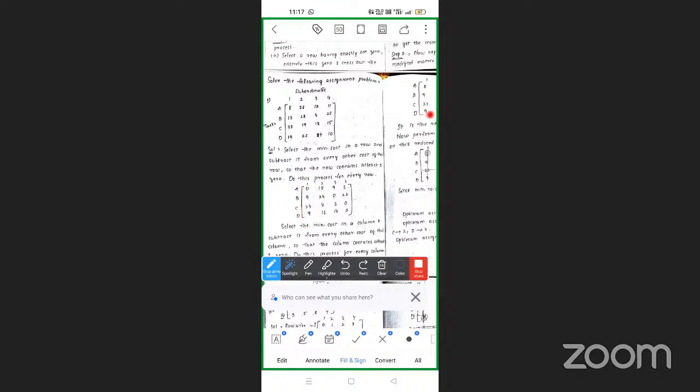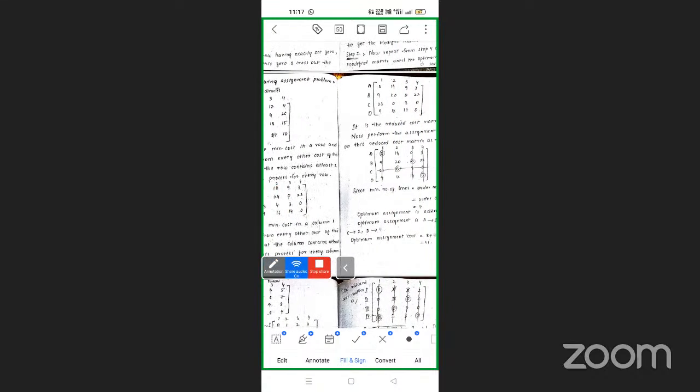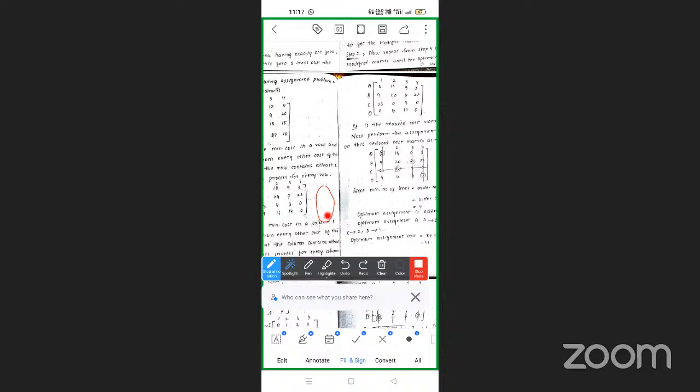Next, the second column. The least element in the second column is 4. So 18 minus 4 is 14, 24 minus 4 is 20, 4 minus 4 is 0, 16 minus 4 is 12.